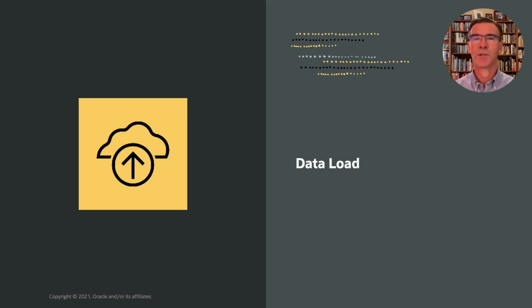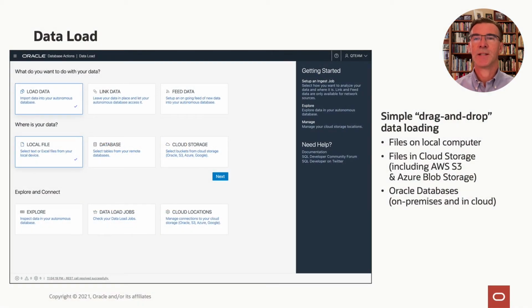Data load, of course. Anyone that's tried to load data knows that it's more easily said than done. Until now, that is. Just say what you want to do: load data into your ADB, link to data in a remote location, or even set up a live feed. Then say where your data is, in a local file, a remote database, or in an object store in some cloud, and press go. That's it.